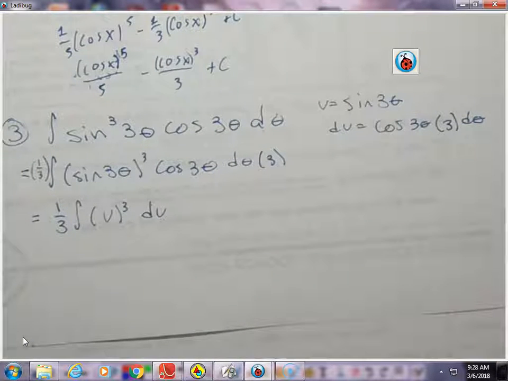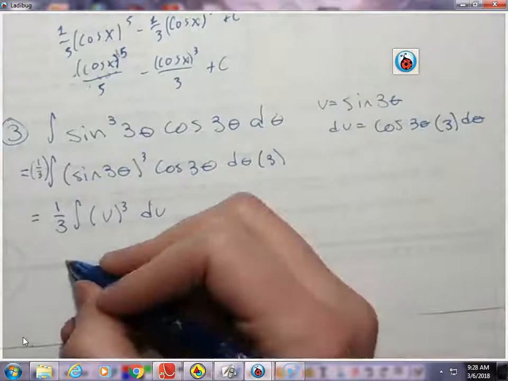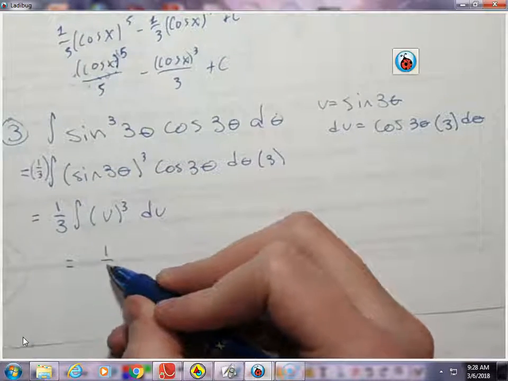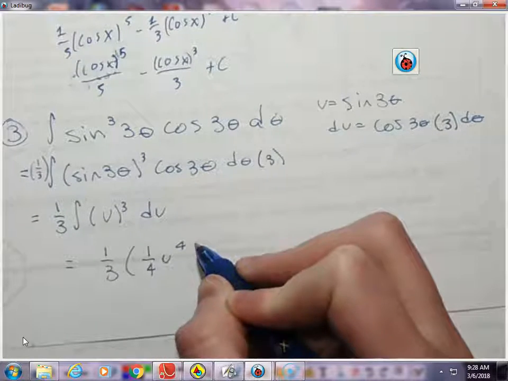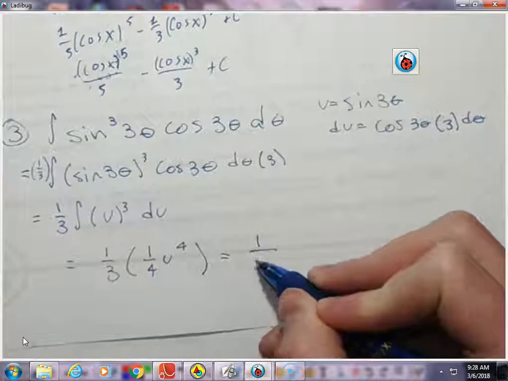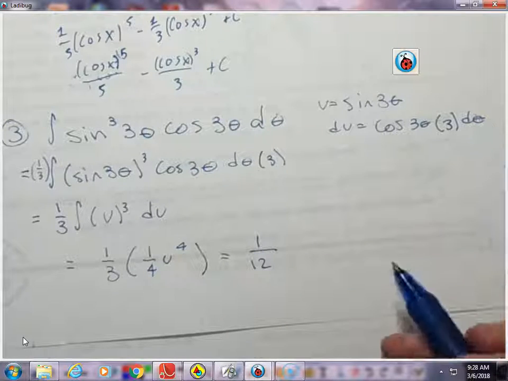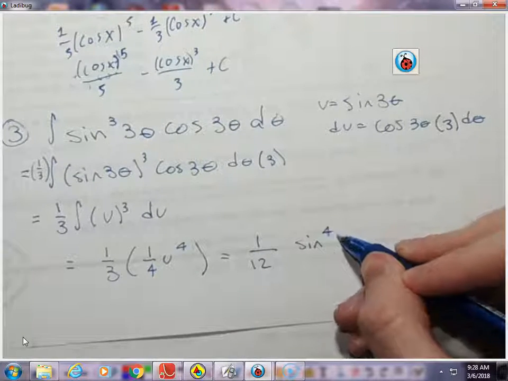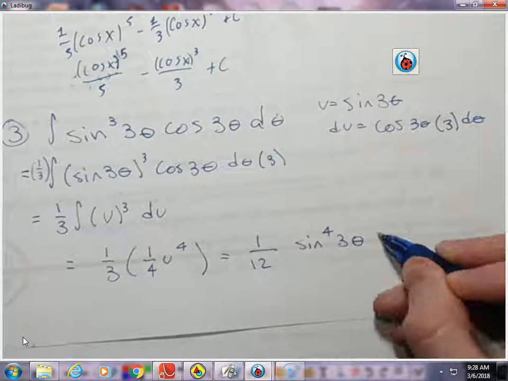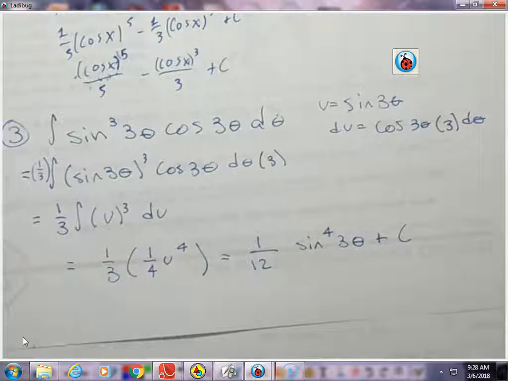So then you just take the integral. My bad, team. So it's 1/3 times 1/4 u to the 4th, which is equal to 1/12. Substitute in your u: sine to the 4th of 3 theta. Add that little plus C in there.